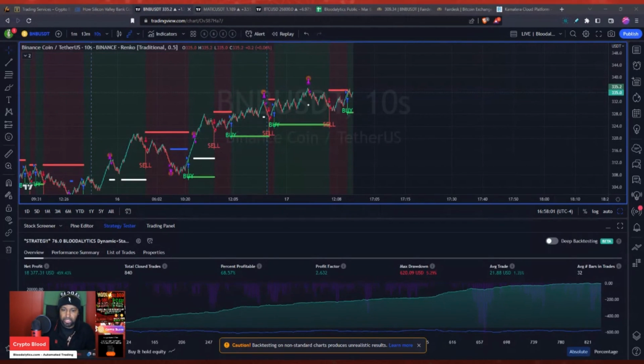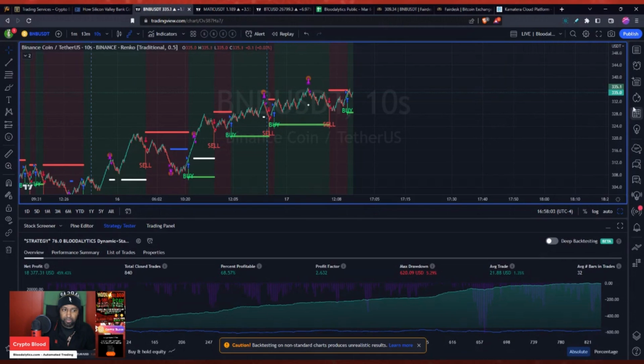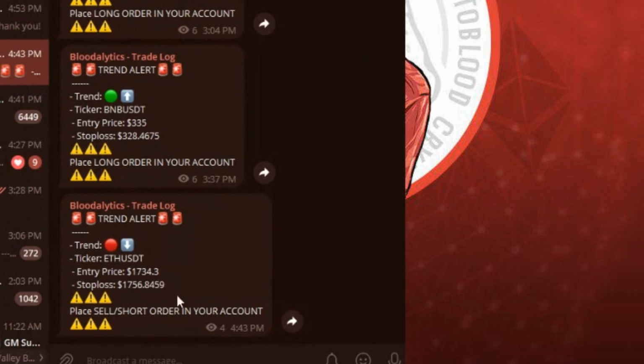First thing though, I just want to say that I did fix, and shout out to Daniel Parker. He brought this to my attention that the alerts for the short trades were not showing the stop losses properly. It just showed a null amount or null variable. Okay, so I did fix that.